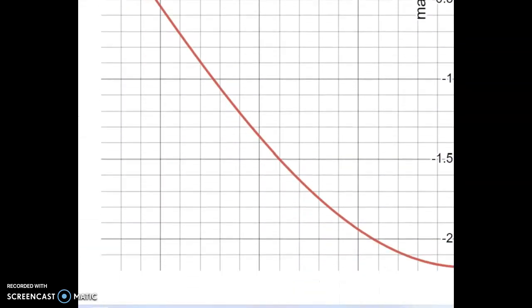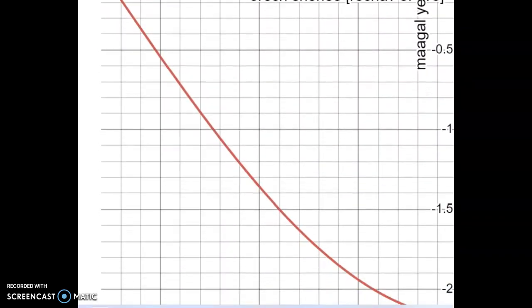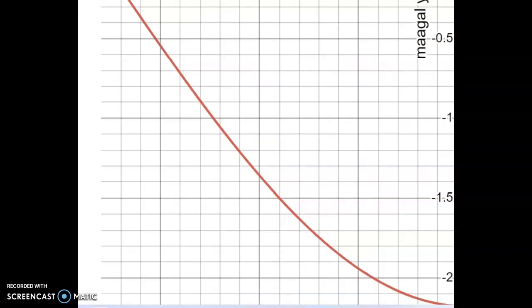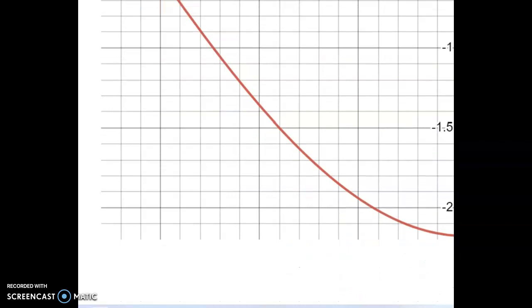Oh, here I blew up the Magala Yerech. This is better because you can see more clearly the actual differences. Before we saw the numbers Orach Sheni, Orach Shlishi. Here we're going to see the Magala Yerech. That's the number of degrees you need to subtract. So let's say, for example, Orach Sheni, and again Rochav of 5. If we have an Orach Sheni that's 0, and you have a Rochav of 5, it's the maximum. Then you're subtracting more than 2 degrees.